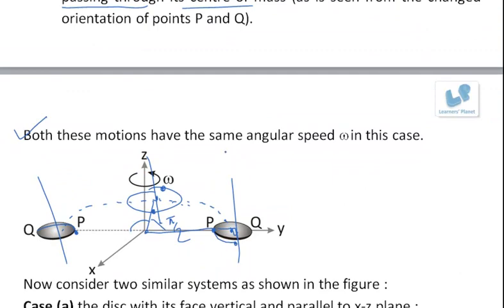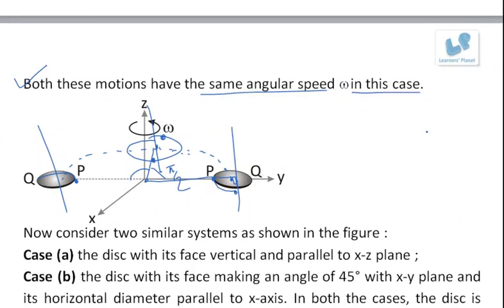Both these motions have the same angular speed omega in this case. So when the disk has rotated about the axis Z by half a rotation, at the same time the disk has also rotated by half a revolution along the instantaneous axis passing through the center of mass. This has been shown here. When it comes back to this position, the orientation of P and Q would be the same. So we can infer that omega about Z and omega about the center of mass are the same.